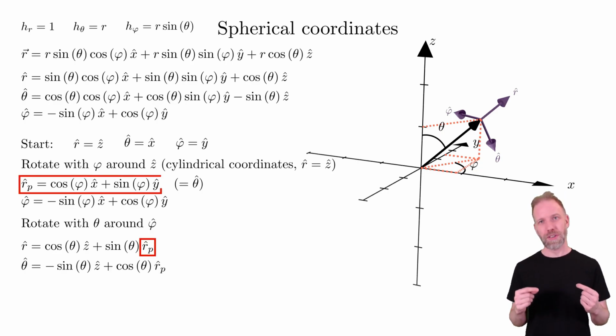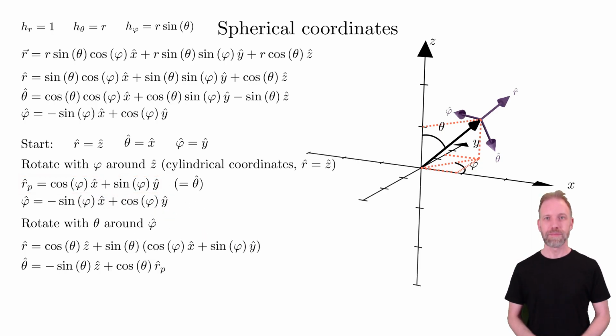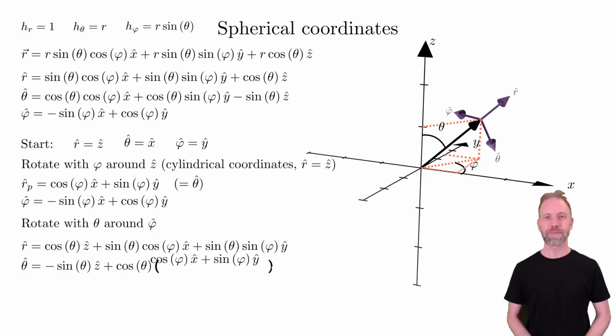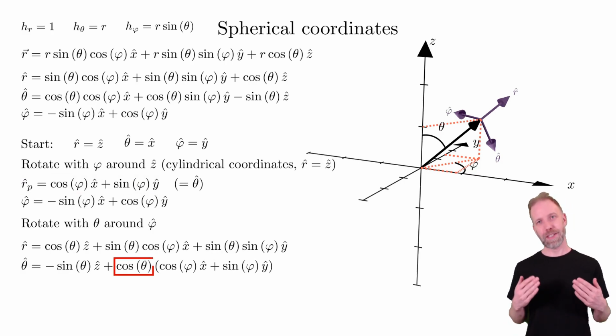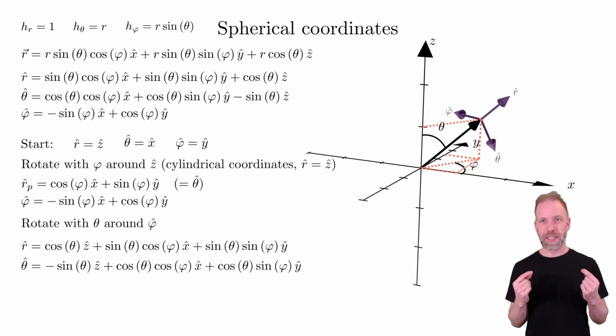However, we don't want to use rp hat in spherical coordinates. Insert the expression for it instead. And distribute sine theta. Repeat for theta hat. Insert rp hat. And distribute cosine theta. Now we have derived all three unit vectors for spherical coordinates by only using rotations.